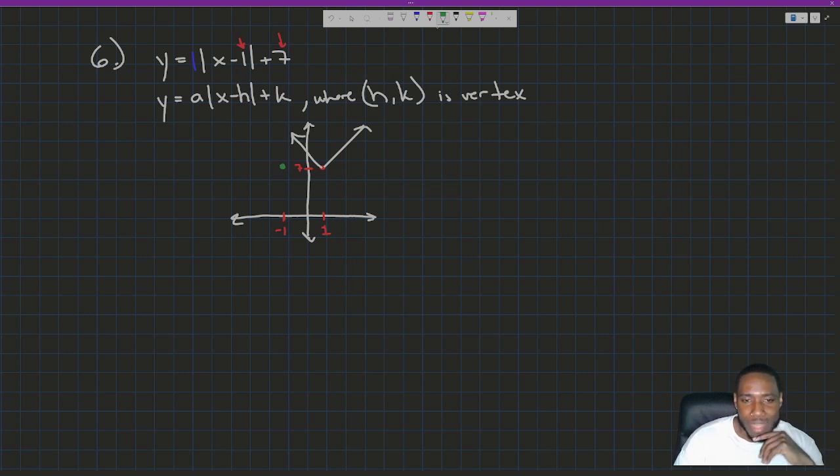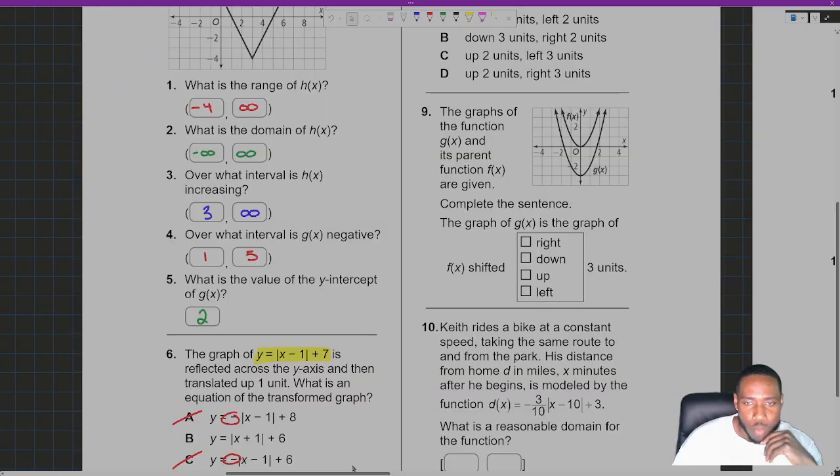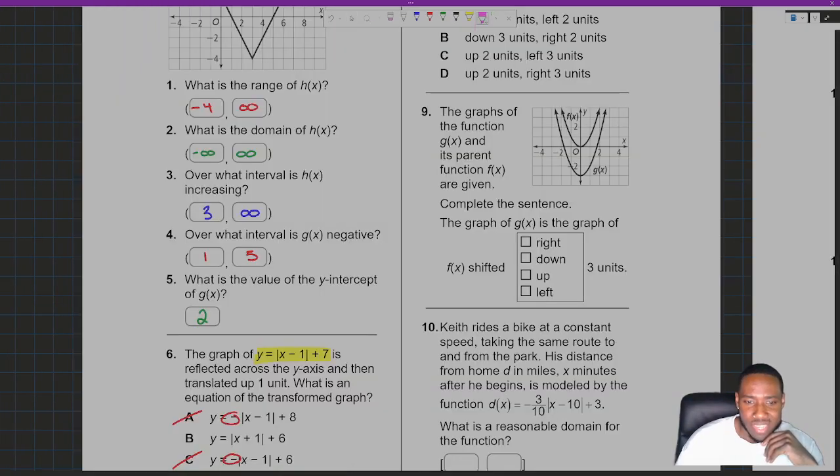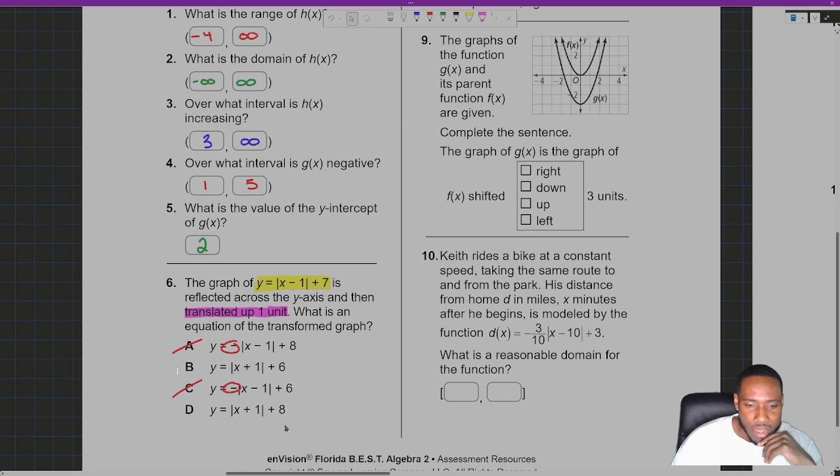So both of those count as reflection over the y-axis. The question is, which one performs the other transformation we're looking for, which is what we see here, that translation of 1 unit up. For our function, we see that its vertex sits at 7. The answer choices we're given have a vertex that sits at 6 and a vertex that sits at 8.